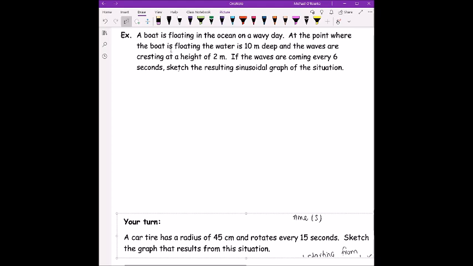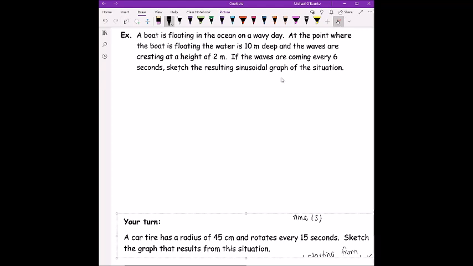At the point where the boat is floating on the water 10 meters deep, and the waves are cresting at a height of 2 meters. If the waves are coming every 6 seconds, sketch the situation. Okay. There's a lot to go through there, right?